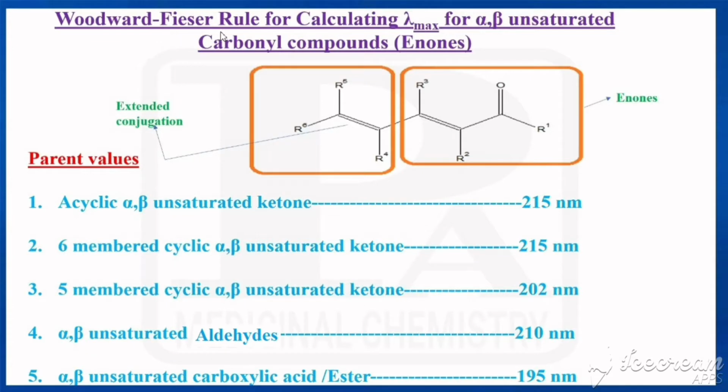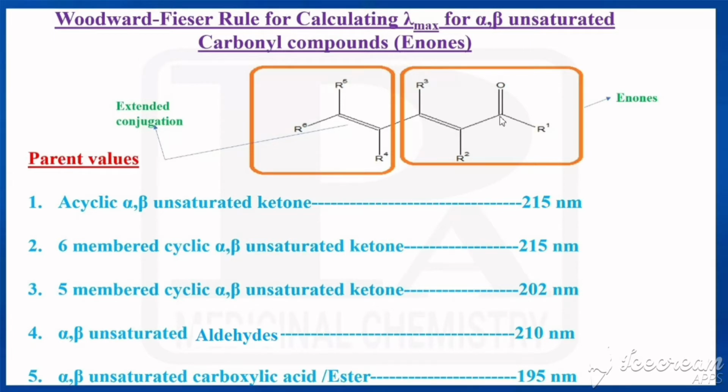In the last class we saw the Woodward-Fieser rules for calculating lambda max for conjugated dienes. In this class we are going to see the same rule, but for calculating lambda max for alpha beta unsaturated carbonyl compounds. These compounds can otherwise be called enones. This would be the general structure for these enones: a ketone, that is a carbonyl group, connected with the unsaturation.